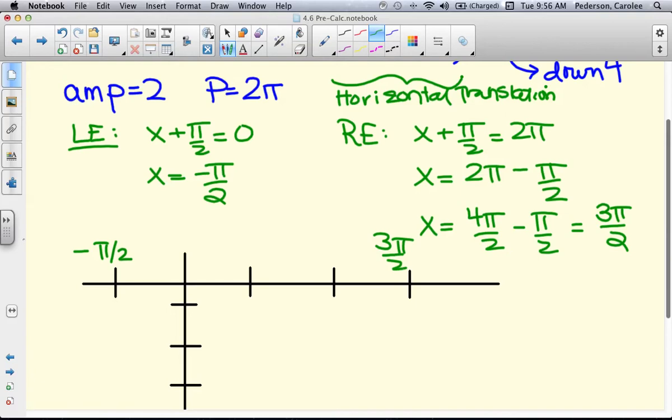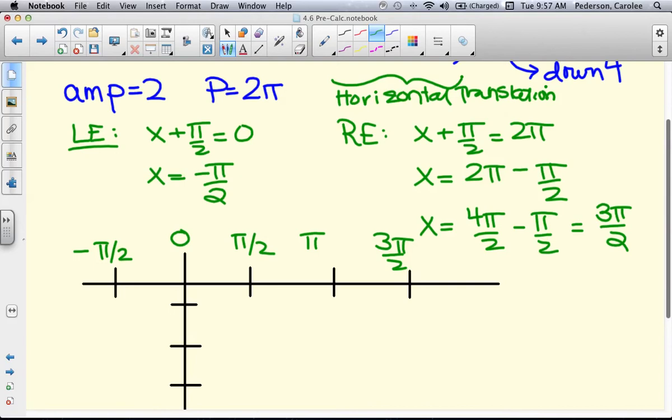What's the halfway point between negative pi over 2 and 3 pi over 2? This is actually just a shift change to the left pi over 2. So if I split it in half, negative pi over 2 plus 3 pi over 2 is 2 pi over 2 divided by 2, you get pi over 2. Halfway between negative pi over 2 and pi over 2? 0. And halfway between pi over 2 and 3 pi over 2? Pi. All right.